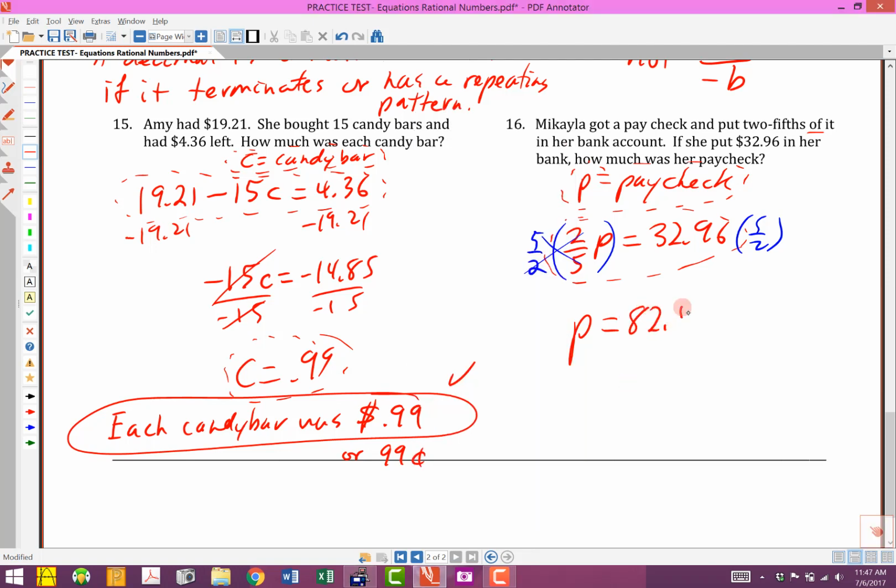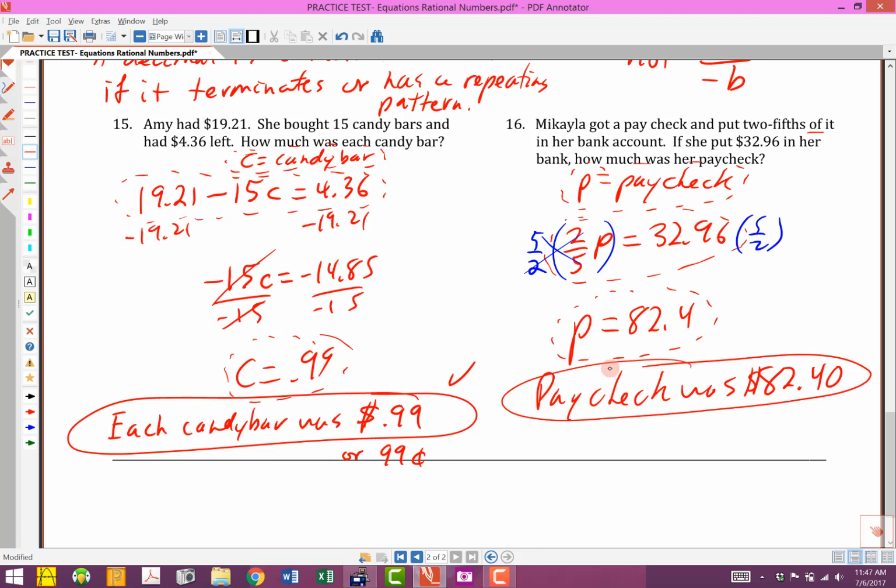So 82.4. Now, there's the answer to the equation, but the problem said how much was her paycheck. So please don't do this. Don't say paycheck was 82.4. You've got to at least put the dollar sign in front of it, and you've got to remember that we're talking dollars and cents here, so you definitely want to put the 0 there. 82.4 would be 82.40, $82.40. So you want to make sure you add that 0 at the end so you know how many cents there are. All right, there you go.